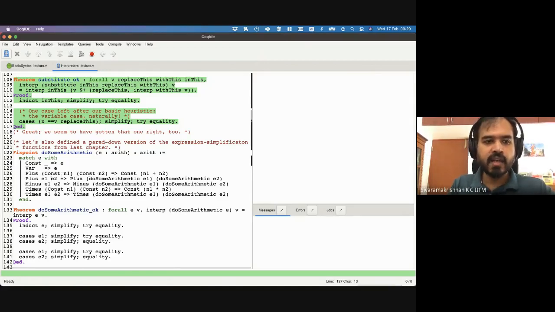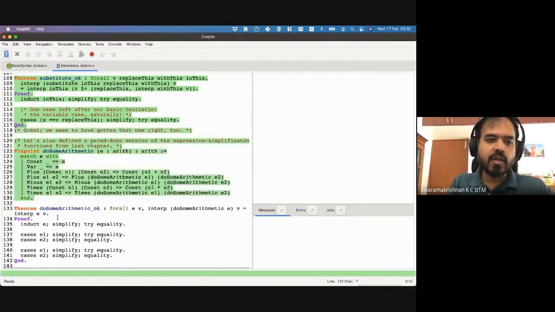And similarly, actually we are not doing it for minus, we are only doing it for times. So in times, when you have two constants, you actually do the multiplication in the expression. We had more cases last time: multiplication by 0, multiplication by 1, and so on. All of that is not here. Okay, and then this is the nice property that we want to prove.